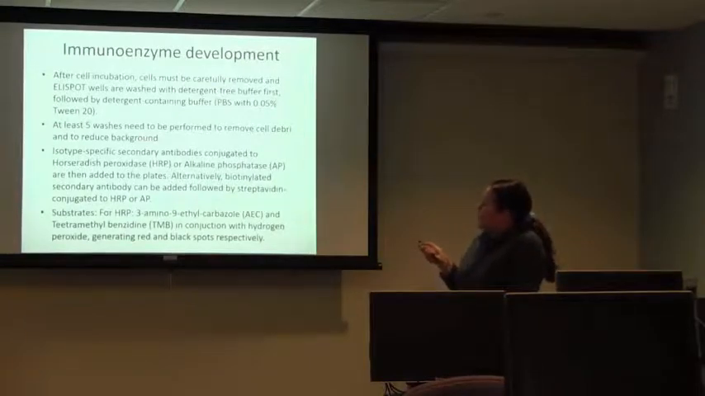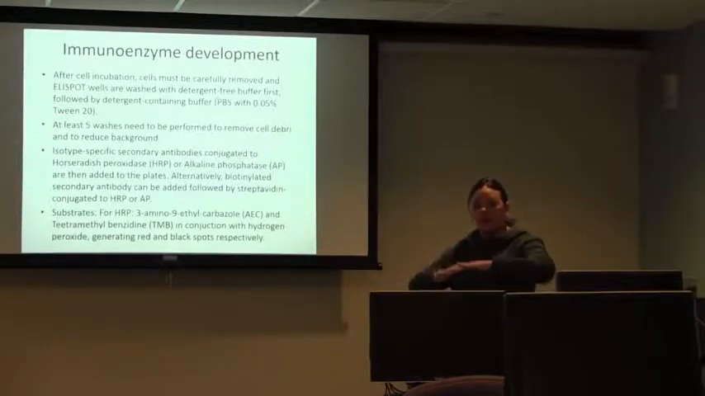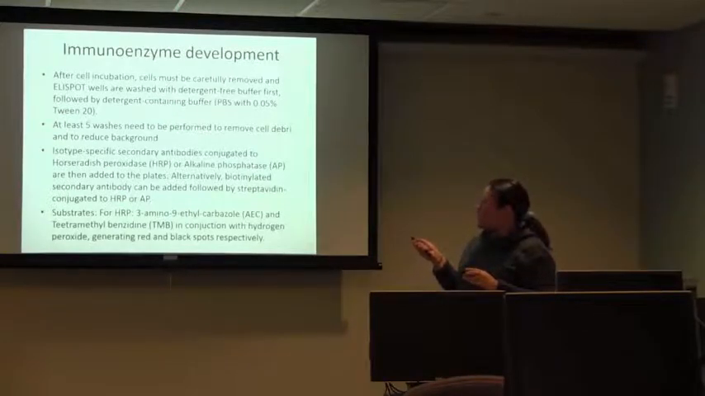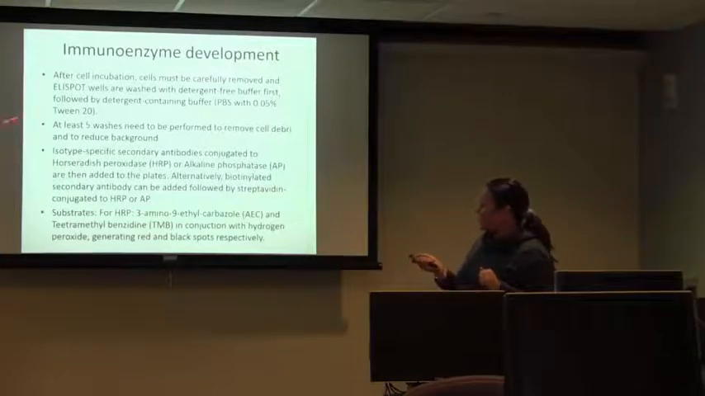The last one is the immunoassay development. After the cell incubations, cells must be carefully removed and washed with detergent-free buffer first, followed by detergent-containing buffer. This step is important. All of the washes need to be done with a little bit of detergent. You don't want too much, or the membrane will become permeable and a lot of the wells start leaking. Usually between 0.05 or 0.1 Tween 20 is enough to get rid of the cell debris and the background, but not compromise the membrane permeability. And it's at least 5 washes in between the steps.